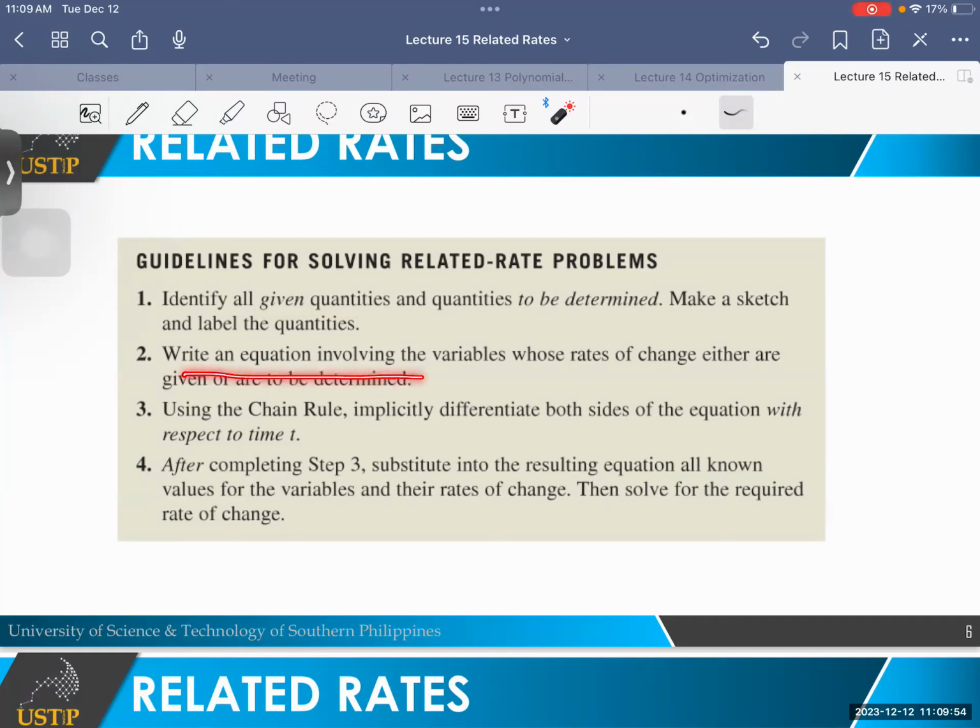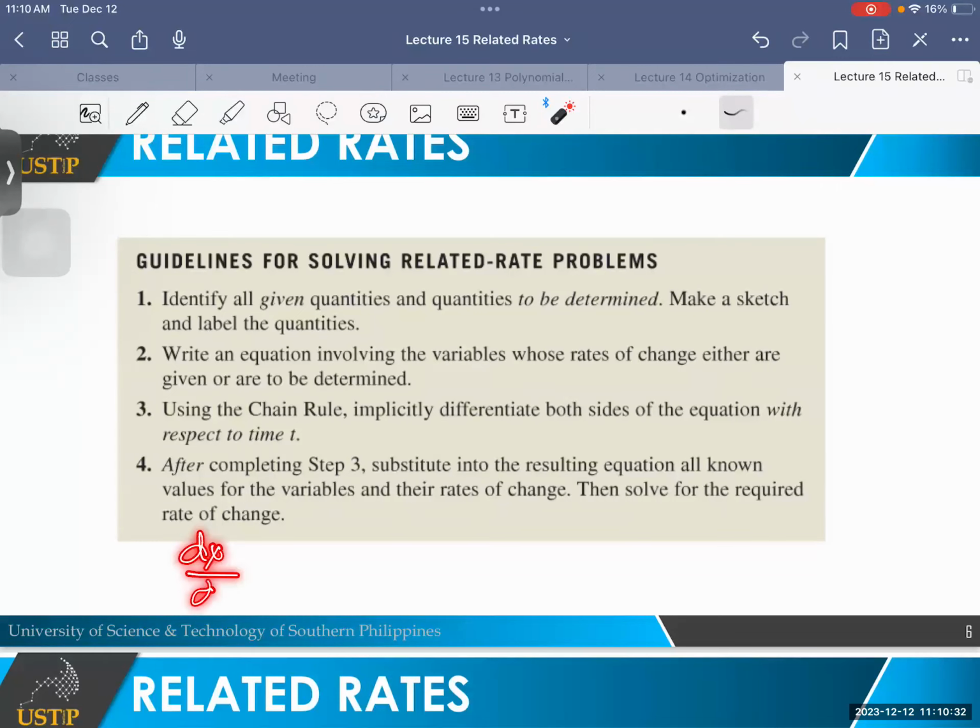And then write an equation involving the variables whose rates of change either are given or are to be determined. So how do you relate all the variables involved? And then next, using chain rule, implicitly differentiate both sides with respect to time. So basically, differentiating the equation that we have come up with, using implicit differentiation. After that, depende sa gipangay sa problem, masolve na nito ang required rate of change.